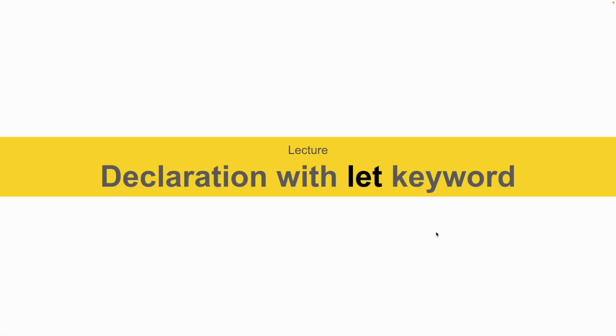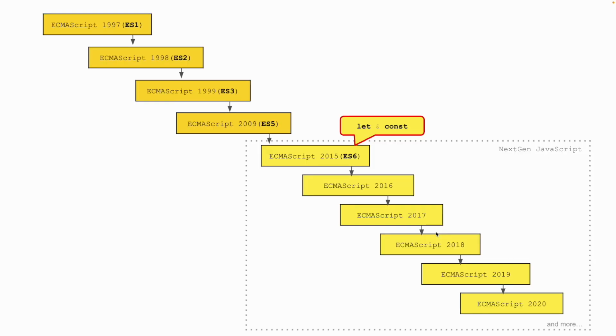Let's understand the declaration with the let keyword and what its benefits are. So in JavaScript there is already a declaration available with var. So what's the requirement for the let keyword here that was introduced in the ES6 version, the 2015 version of JavaScript? So this is the hierarchy for the JavaScript versions where we can see the let and the constant variable are introduced in the next generation JavaScript. The next generation JavaScript starts from ES6, that is ECMAScript 2015.